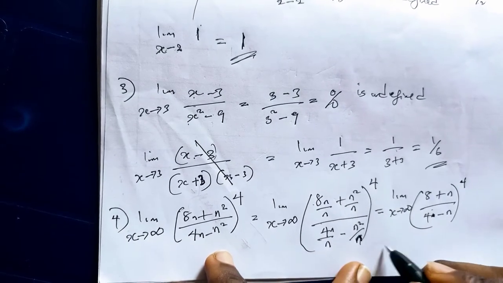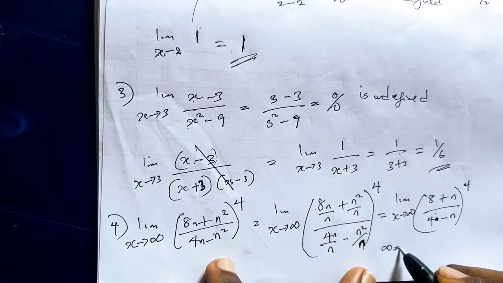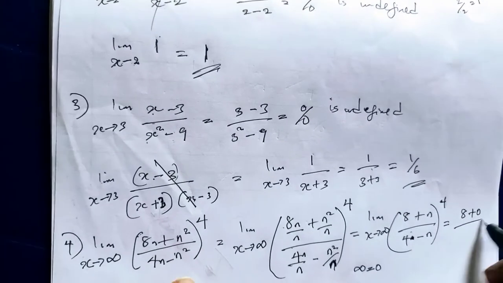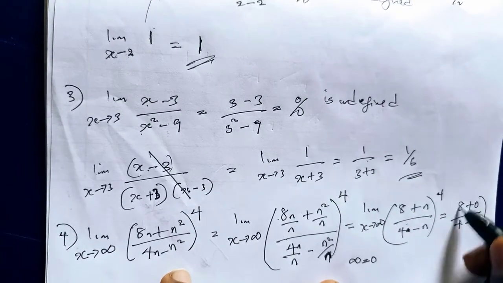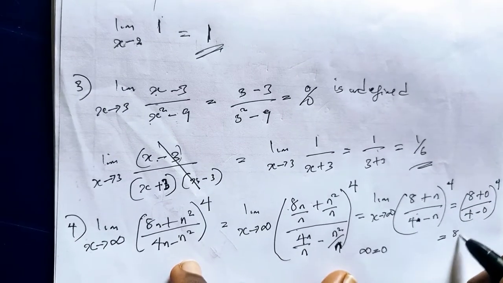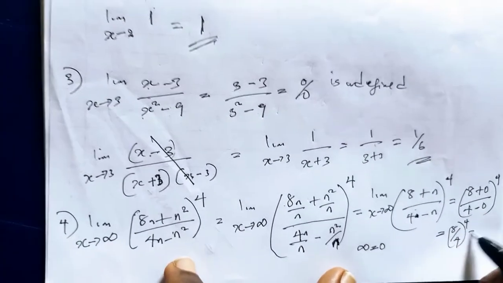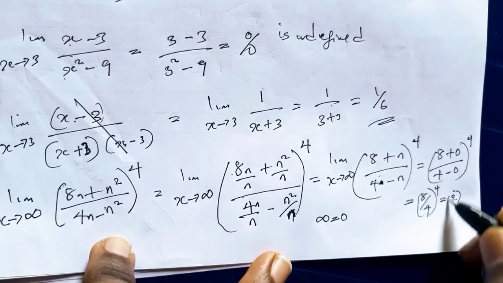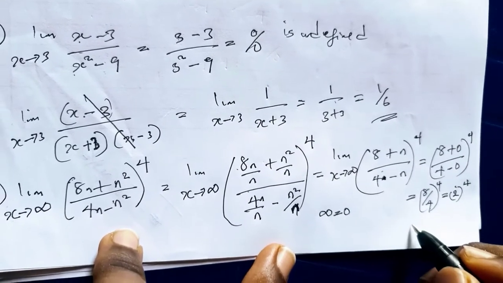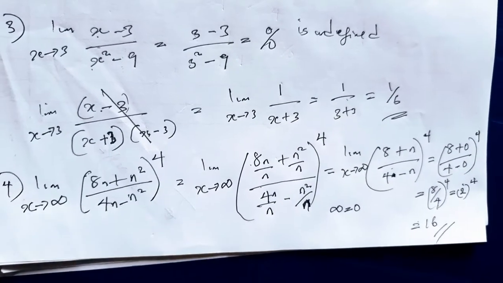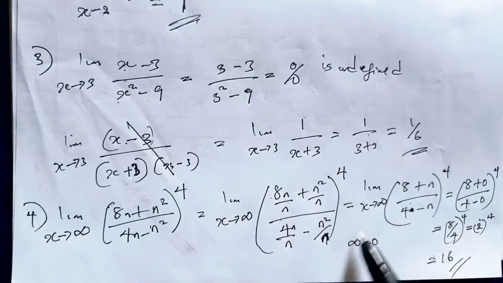Now, if I say that 1 over infinity is equal to 0, so I will have 8 plus 0 over 4 minus 0, all raised to the power 4, which is equal to 8 divided by 4 raised to the power 4, which is equal to 8 divided by 4 gives me 2 raised to the power of 4, and that is equal to 16. Now, in my next video, I will explain why I say that infinity is equal to 0.